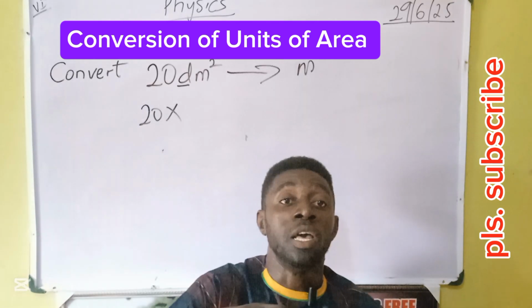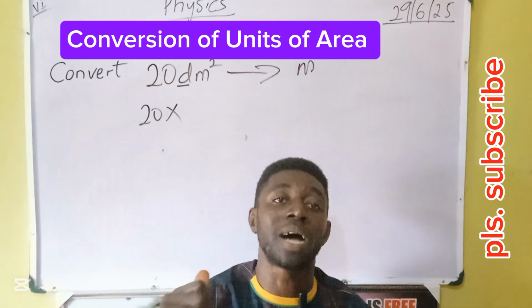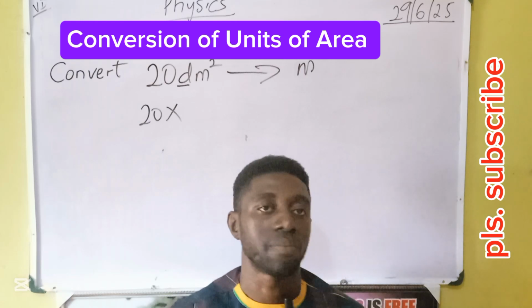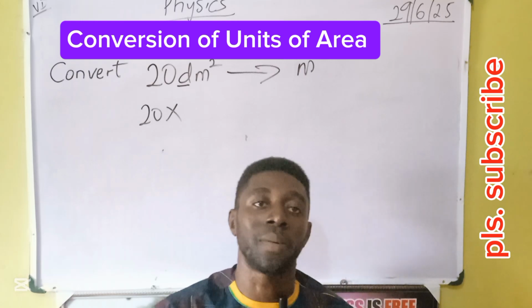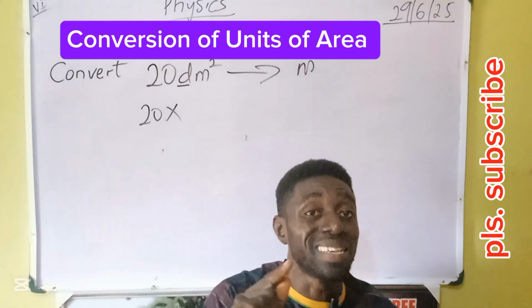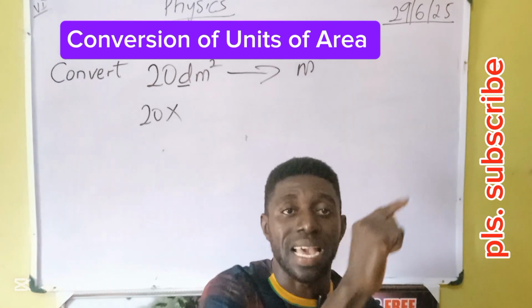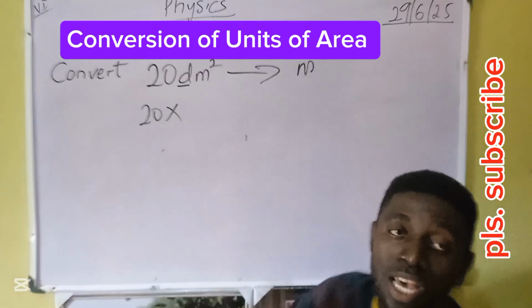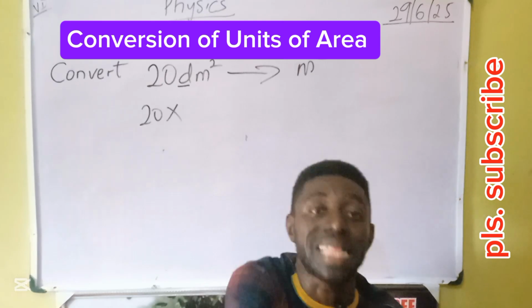But if you don't take time to observe what I'm about to say now, you will make mistakes in your conversion. So take time to listen to what I'm about to say. In decimeter square, the square there, the square is for both deci and meter.